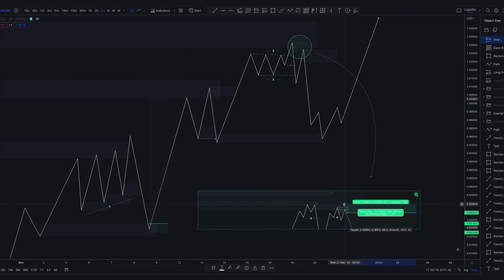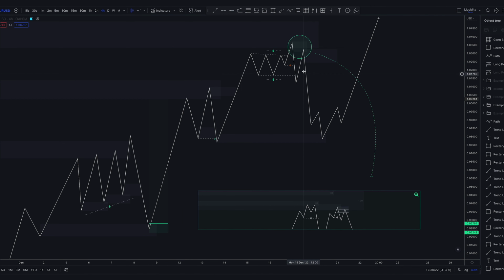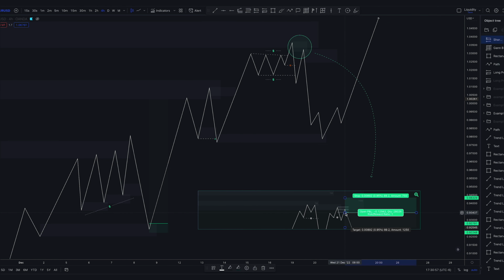Okay, boom. So you can enter like that. Just again, for the confirmation entry, because this push created this fresh supply, you want to see that this will hold, that we're not just coming back here to mitigate something and continue up. So you want to see that on this reversal pattern, this will hold. So you wait for a 1 minute change of direction, and then you enter here.